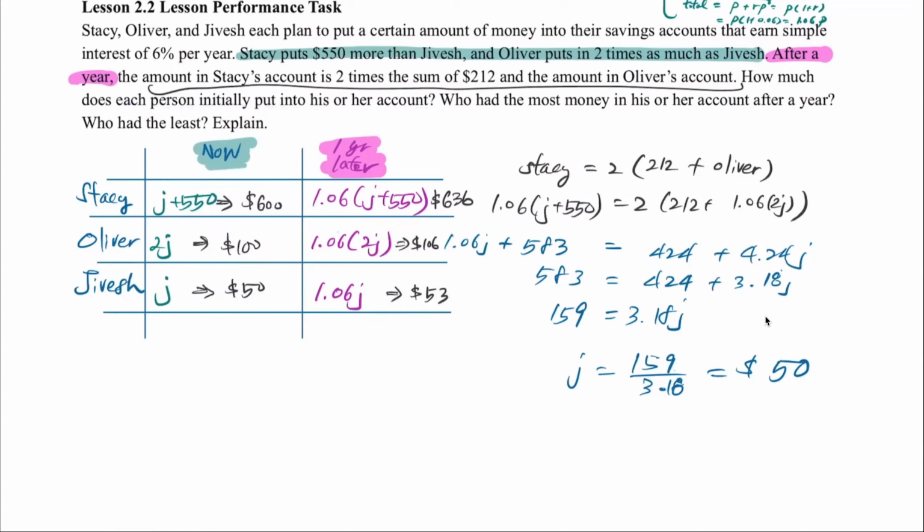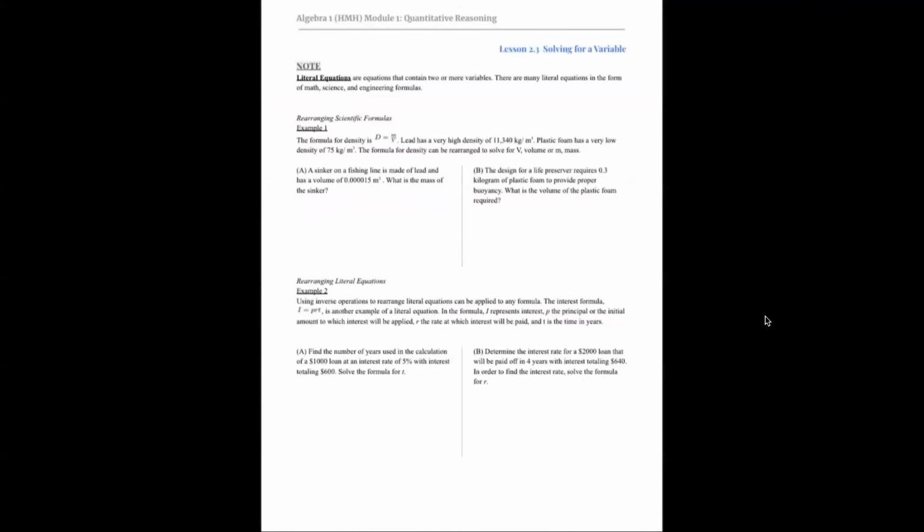So these three numbers answer these questions right here. So who had the most? Well, you could multiply 1.06 to this amount, give 636, and the rest is 106 and 53. So Stacy has the most, Javesh has the least. Okie dokie. All right, guys. Let's move on to the actual lesson.